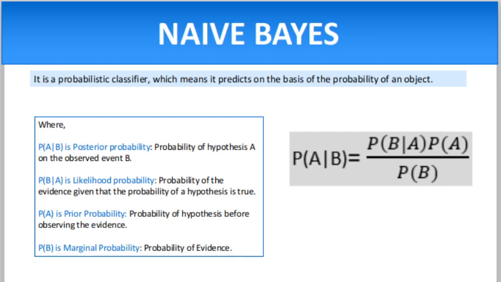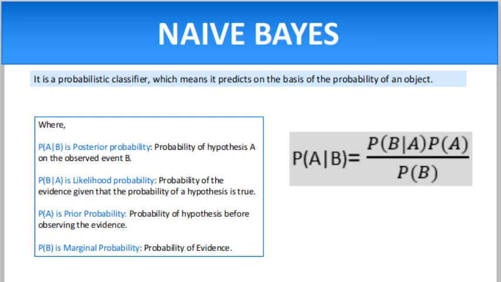Naive Bayes classifier is one of the simplest and most effective classification algorithms, which helps in building fast machine learning models that can make quick predictions. It is a probabilistic classifier, which means it predicts on the basis of the probability of an object. Some popular examples of naive Bayes algorithm are spam filtration, sentiment analysis, and classifying articles.